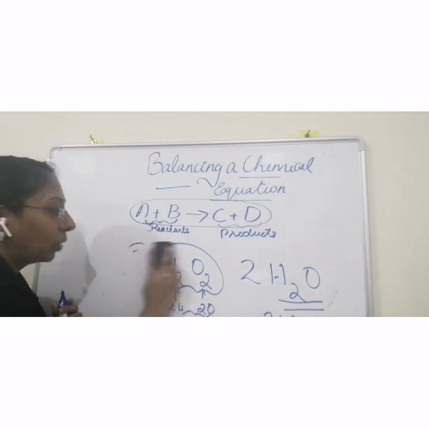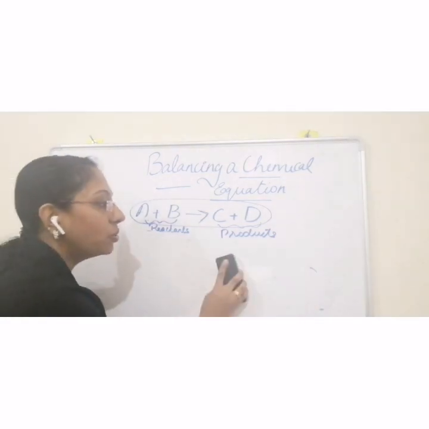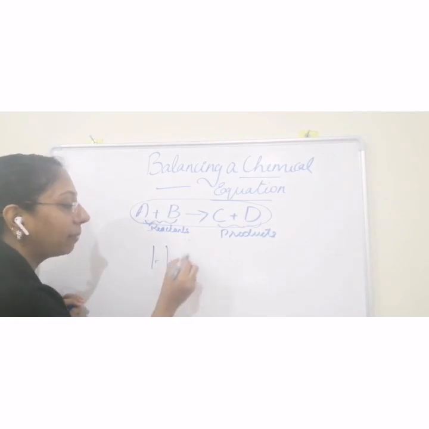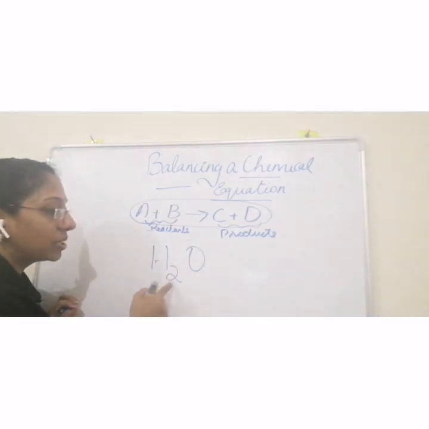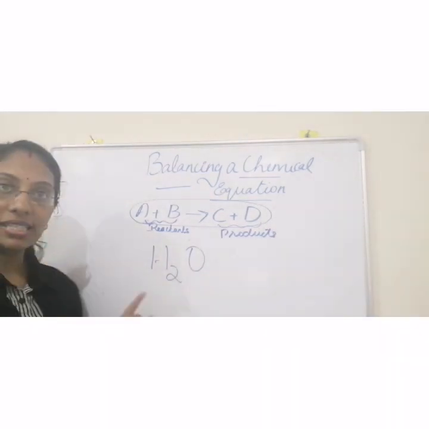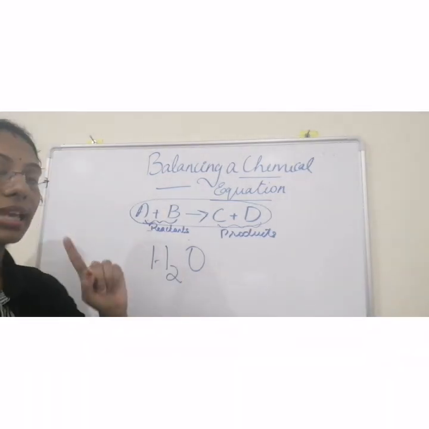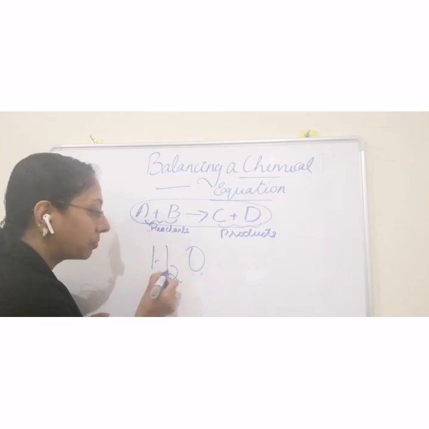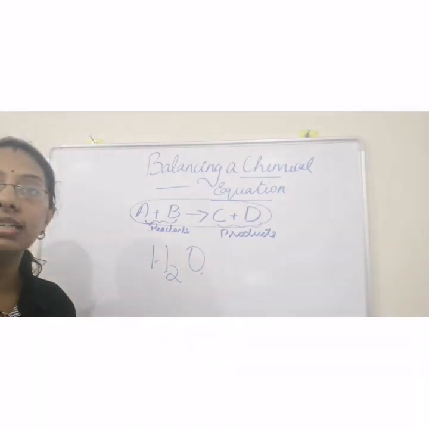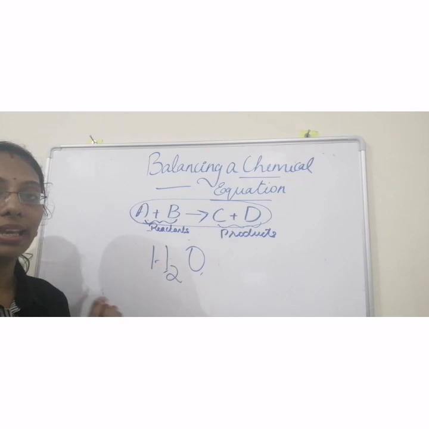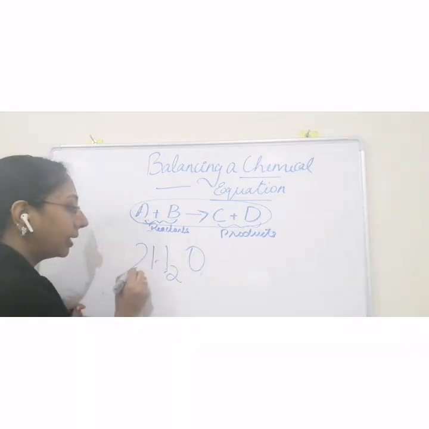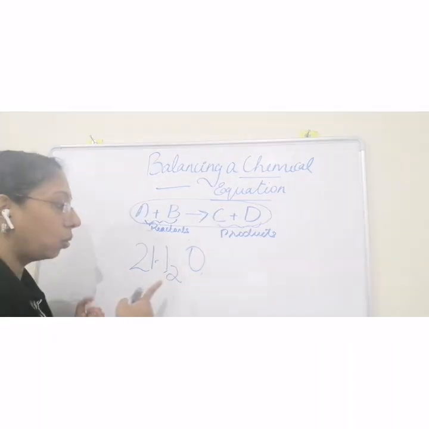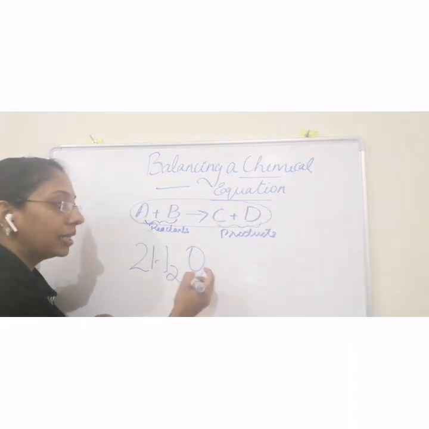In balancing an equation, we are not supposed to change the subscript. We are not going to balance any chemical equation by giving any number at the subscript. We can balance a chemical equation only by giving a number as coefficient. We can change the coefficients. We are not going to change the subscript.